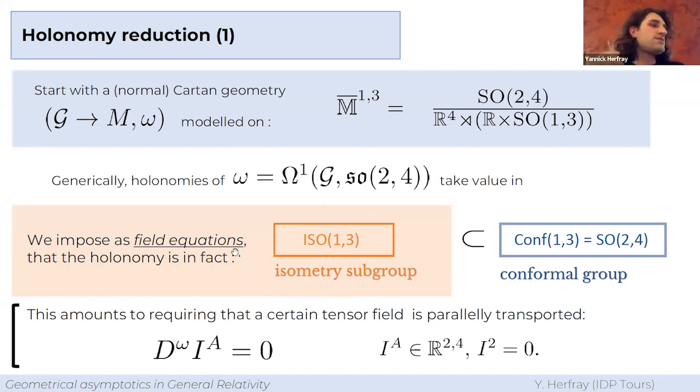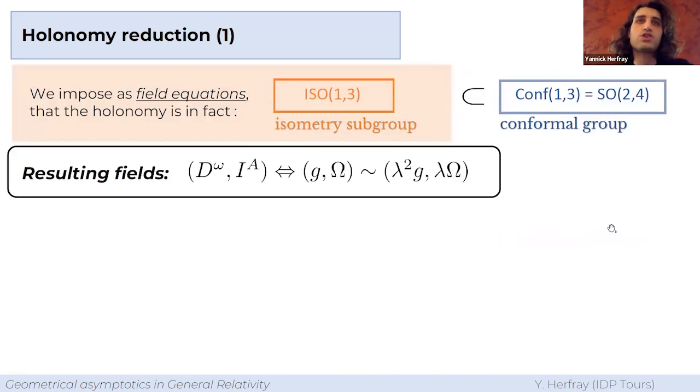So it might seem, depending on your mindset, a bit esoteric, but it's a very practical thing to do. You have your connection, and doing so is imposing that there are certain tensor fields which are parallel transported. So there is here some R6 object, which is a tractor field or local twistor, depending on who you ask. It's supposed to be I squared. If it's parallel transported, then it's realizing this holonomy reduction, which is going to be your field equation. So what do you get from this? Again, this is the curved version of choosing an isometry subgroup inside your conformal group. And this is going to realize the curved version of orbit decomposition.